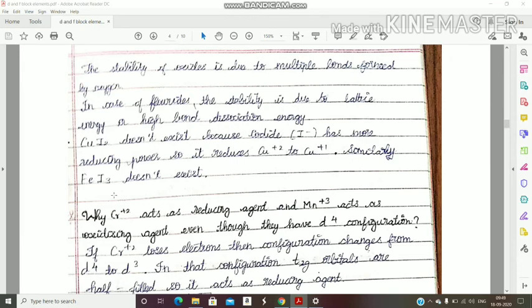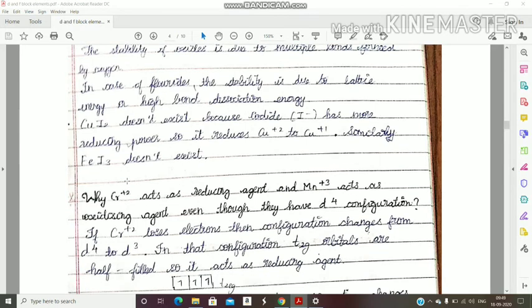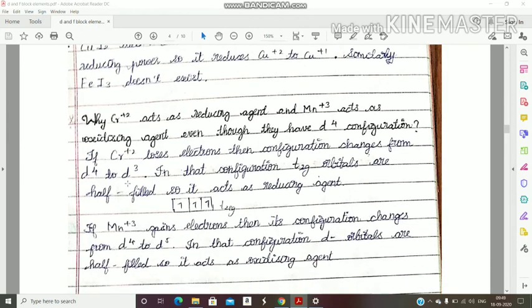So that is the reason behind that one. Similarly, FeI3 also does not exist. What is the reason? In case of FeI3, iodide has more reducing power, it reduces Fe plus 3 to Fe plus 2. So FeI3 does not exist. So this is also one of the important questions. Next, here one more important question. This is a very important question.